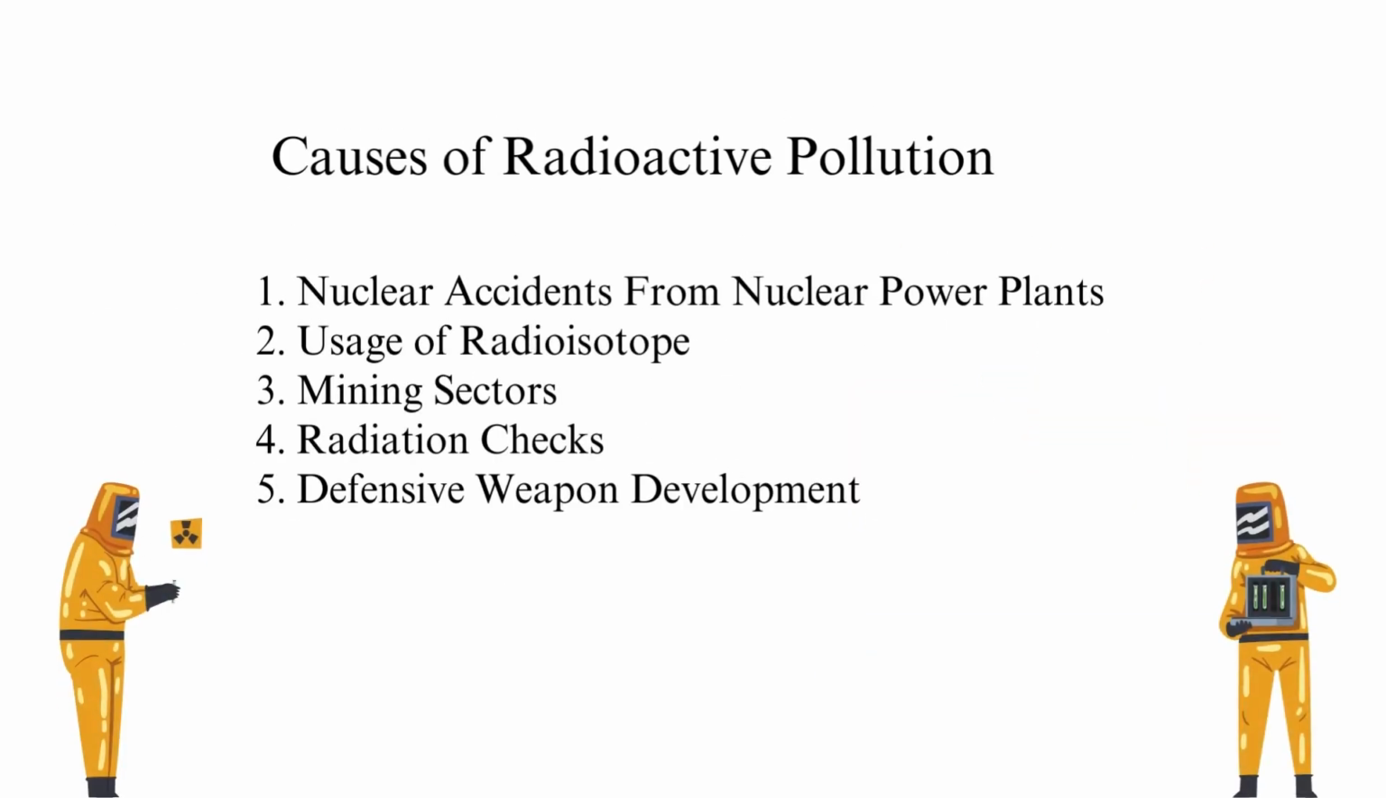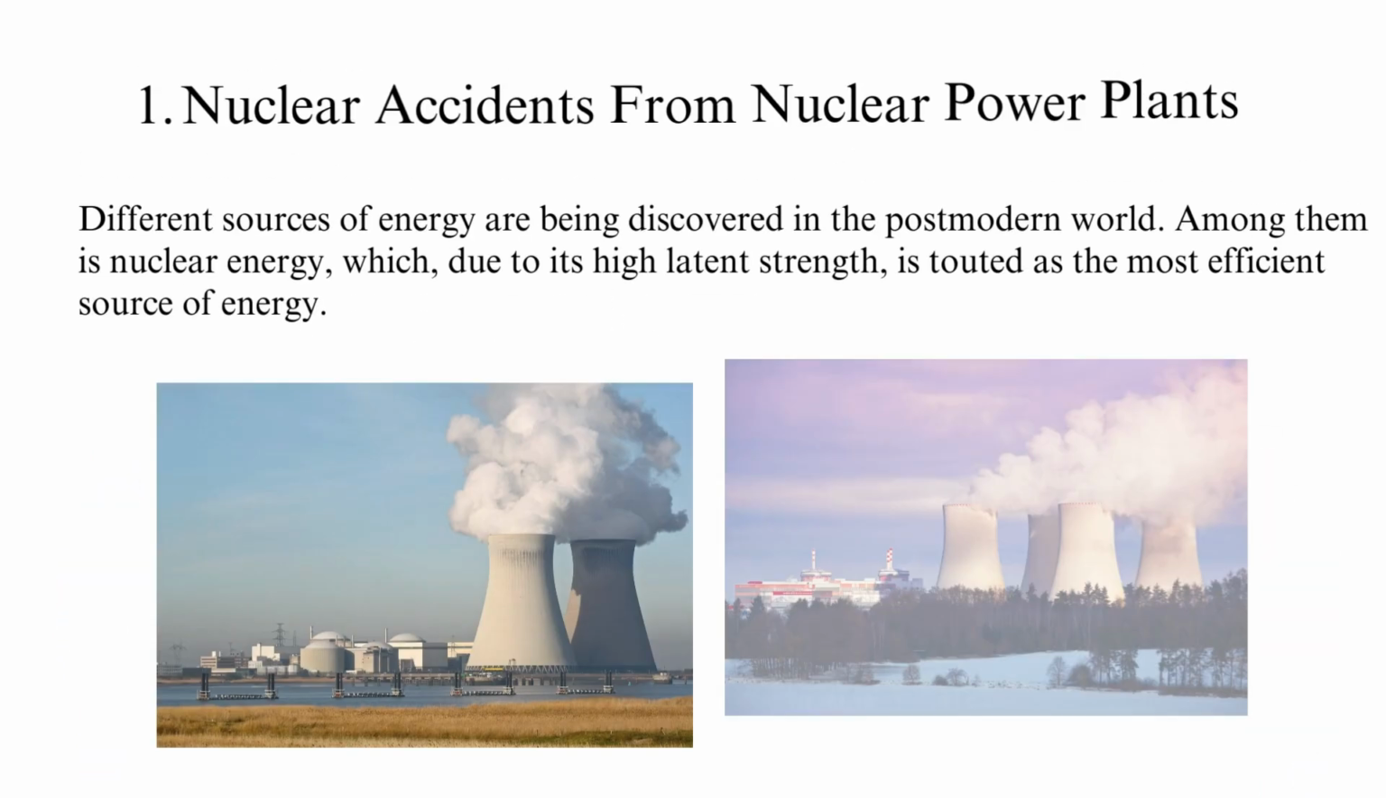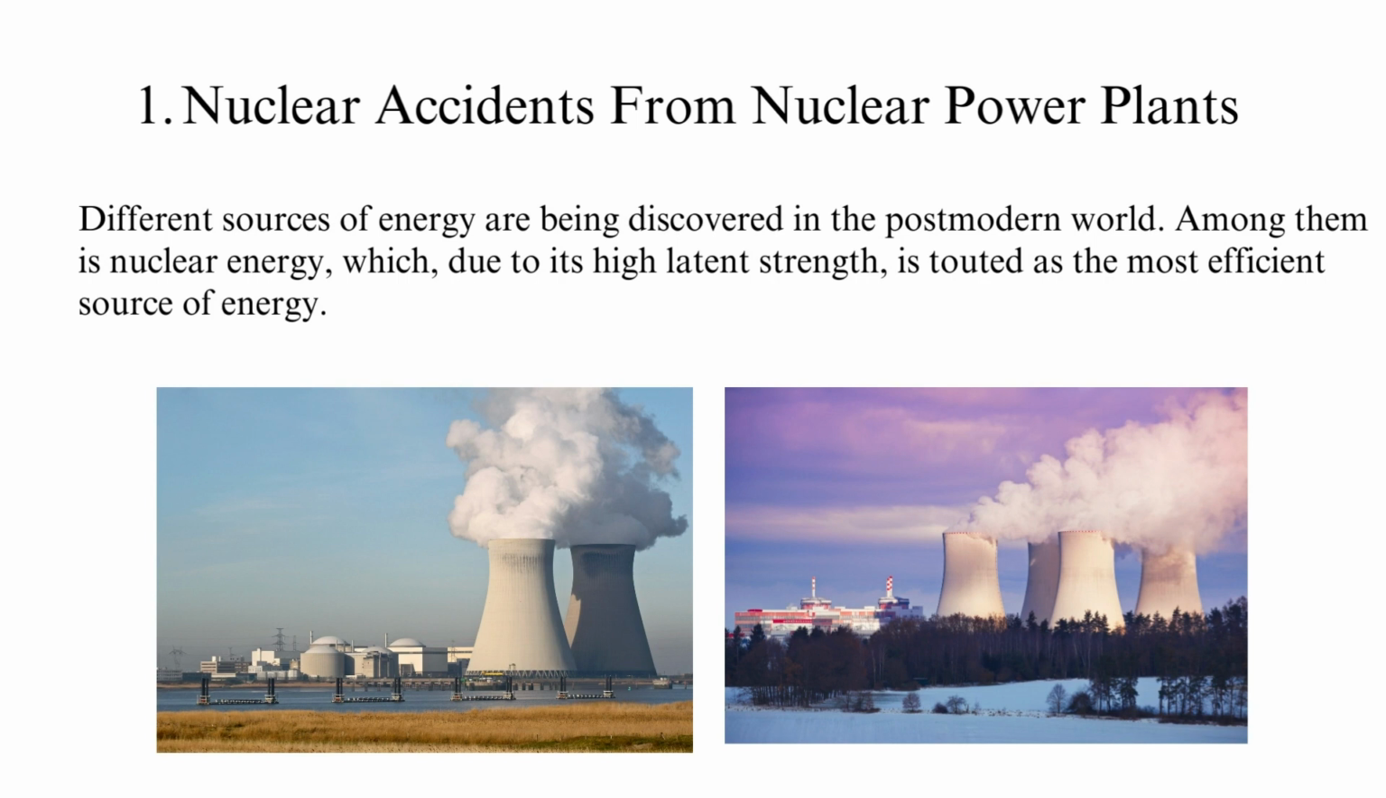Causes of radioactive pollution are nuclear accidents from nuclear power plants, usage of radioisotopes, mining sectors, radiation checks, and defensive weapon development. Now let's discuss each of them in detail. Nuclear accidents from nuclear power plants. Different sources of energy are being discovered in the postmodern world. Among them is nuclear energy, which, due to its high latent strength, is touted as the most efficient source of energy.